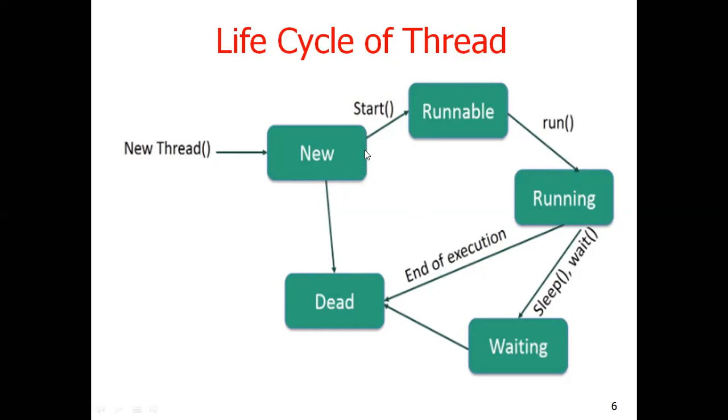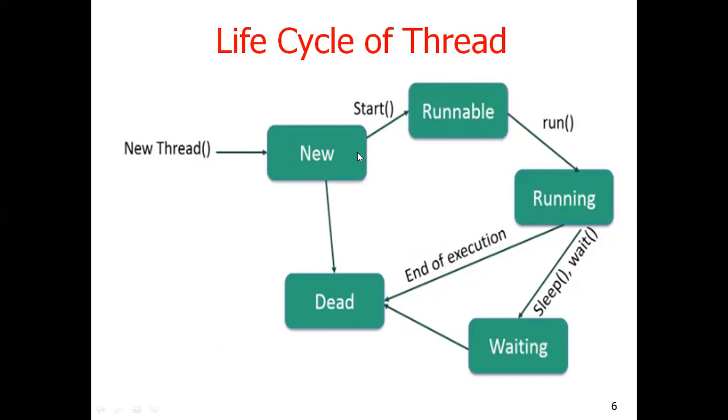Once you call the start method, which is a compulsory method, it begins the execution of that thread. Once it begins, it is ready to run. It is not actually running, it is ready to run. That is called runnable. Once you call the run method, only then will it switch from the runnable to the running state. Once you call the start method for a thread, it is ready to run.